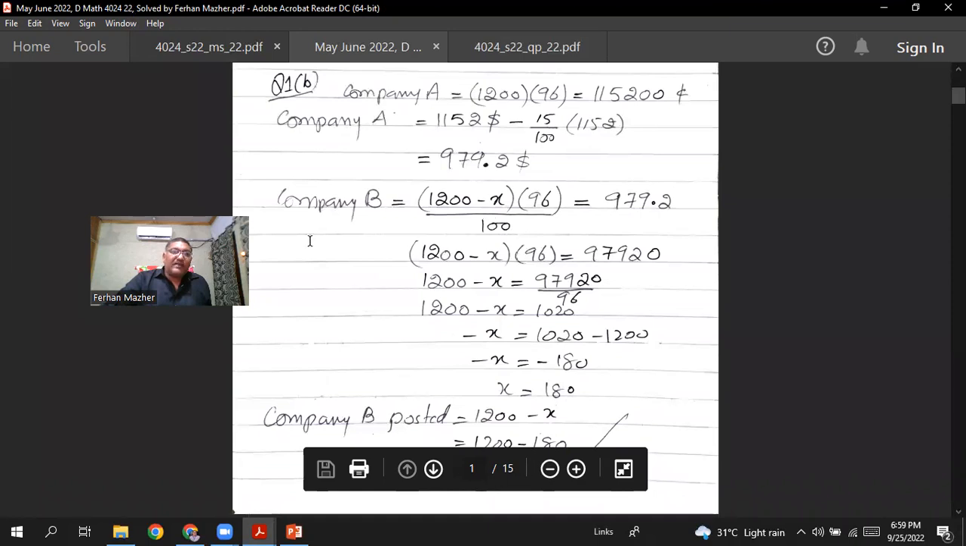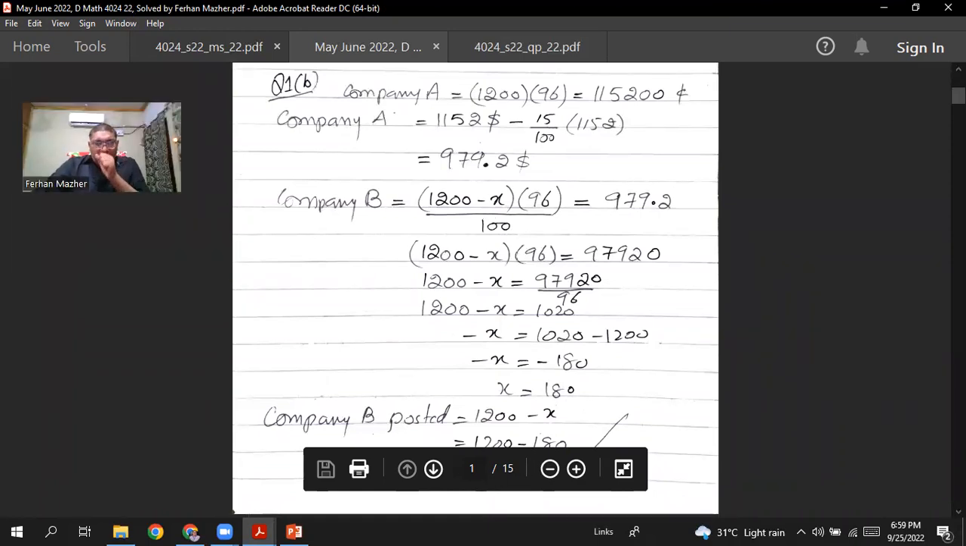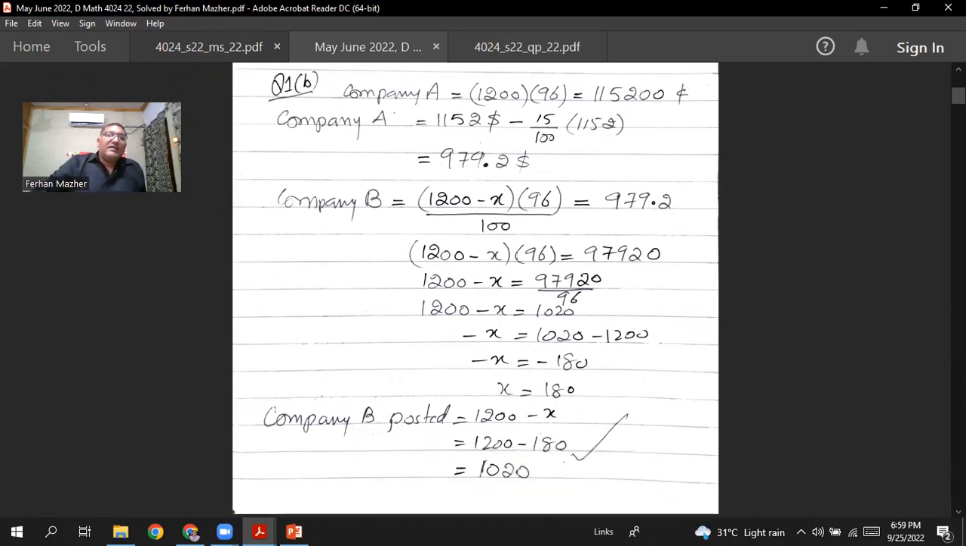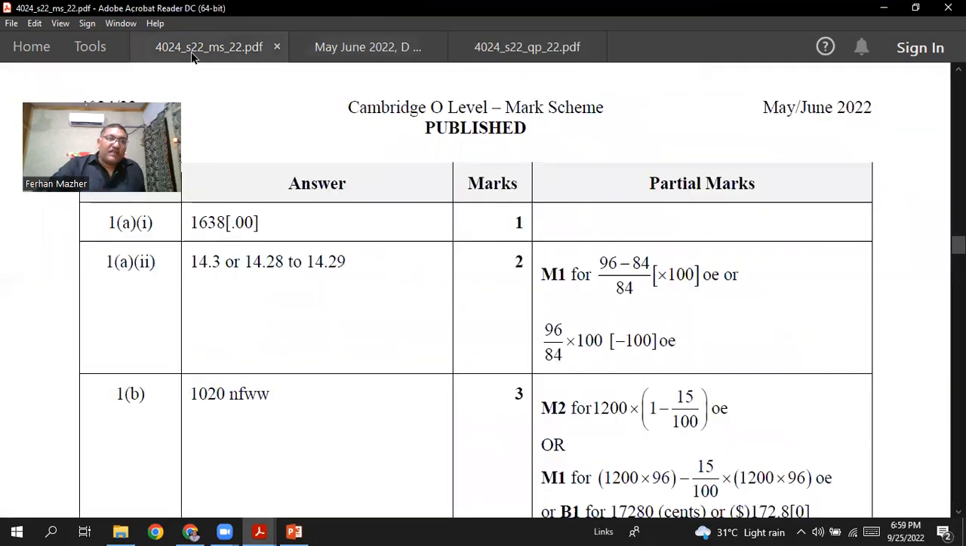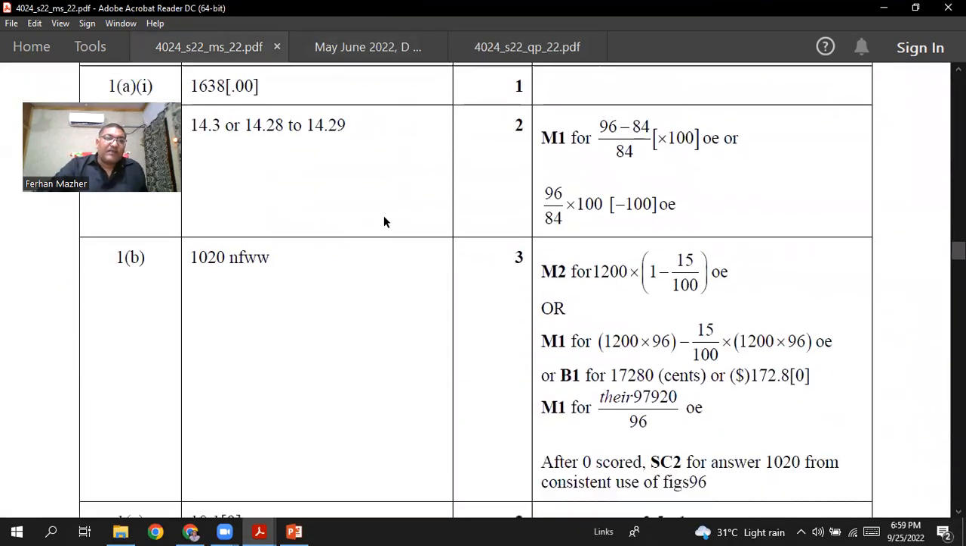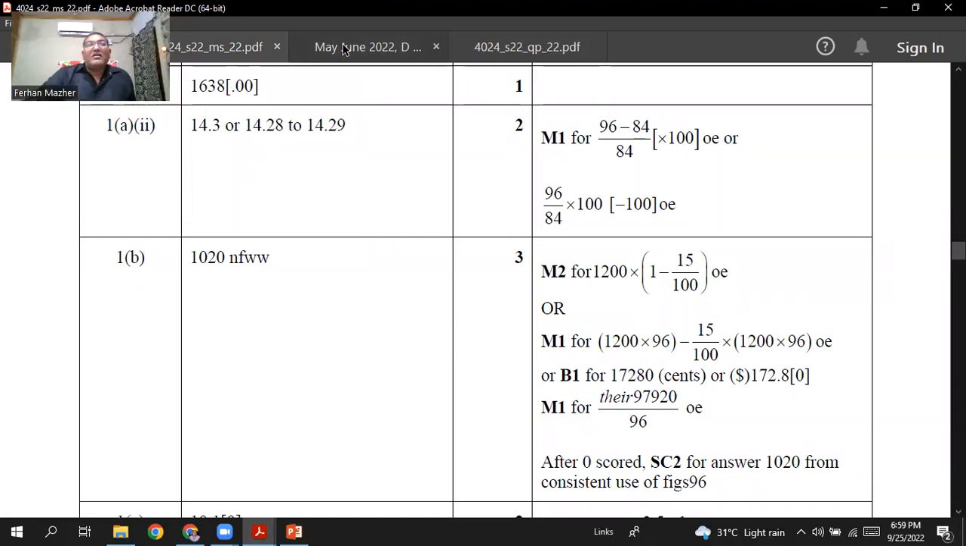Now I hope you can see the whole question. Now you can see the whole B part, a little tricky question. Let me check first of all the answer. The B part, 1020 is the answer. So our answer is right.